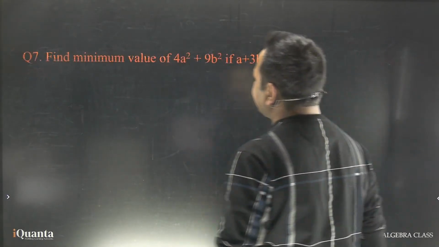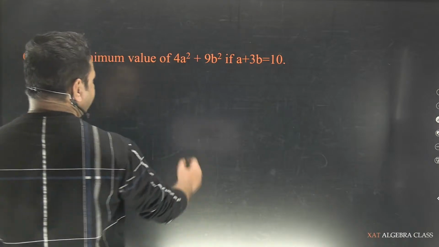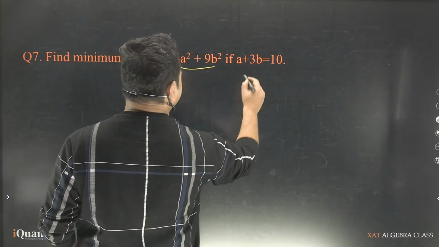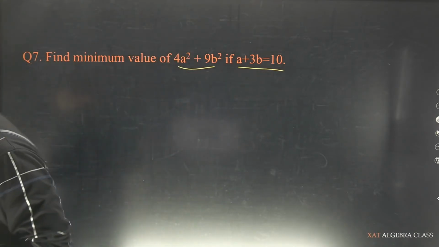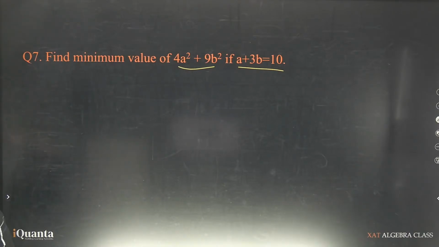Now coming to the next question. Find the minimum value of 4a square plus 9b square if a plus 3b is equal to 10. So here I am giving you like 2 minutes. Try to solve this one.